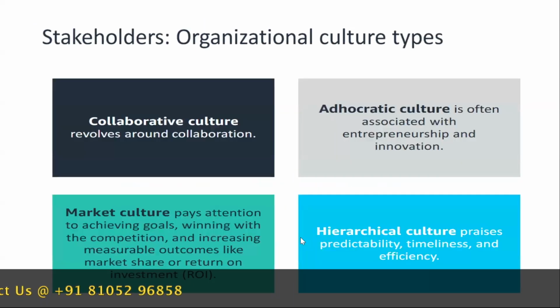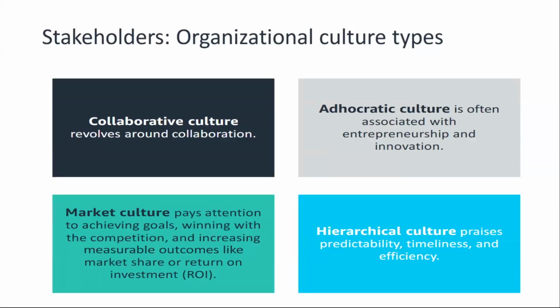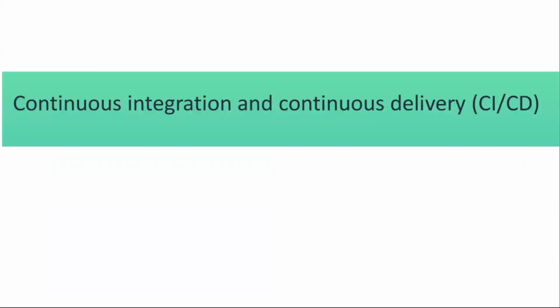So we have different types of culture. In any company, we have different types of culture. One will be collaborative culture, which is involving everyone. Whereas in adhocratic culture, it is mainly with entrepreneurship and innovation. They are working on it. Whereas we have another culture, that is hierarchical culture, based on timeline, predictability, and efficiency. It has been defined. Then the last one is your market culture. They're mostly looking at achieving the goals and comparing with your competitors.